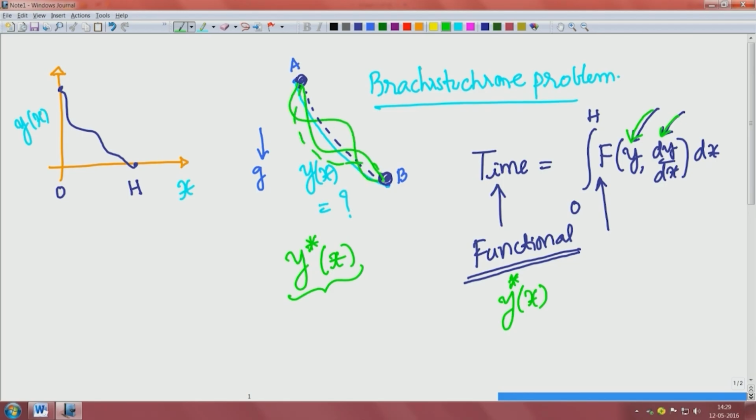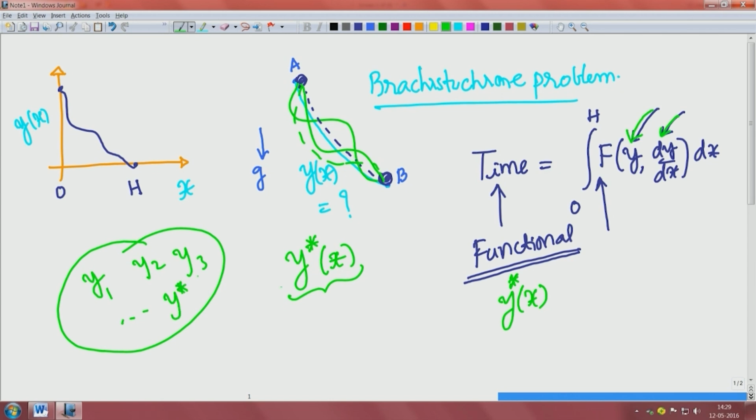So, among all of those functions, let us think of a set of all these functions. Let us say there is a y1, there is a y2 and there is a y3 and so forth, many functions, but there is also lurking there y star which is our answer.